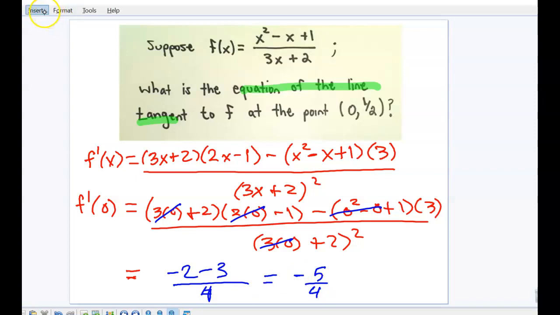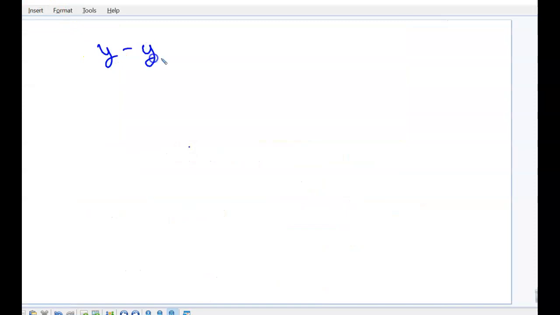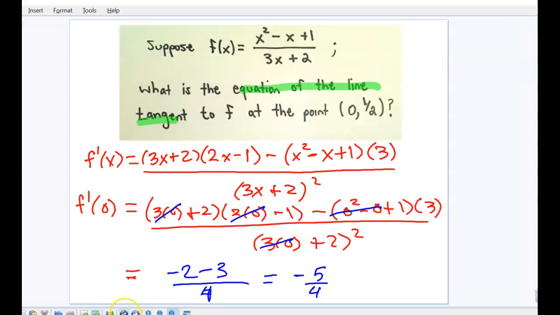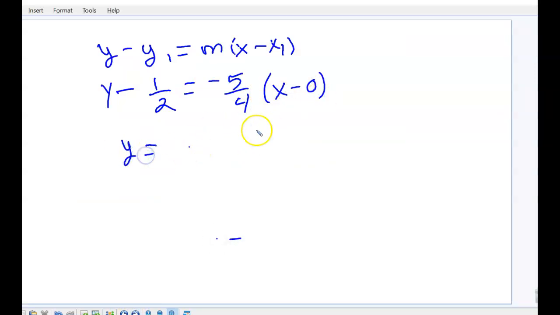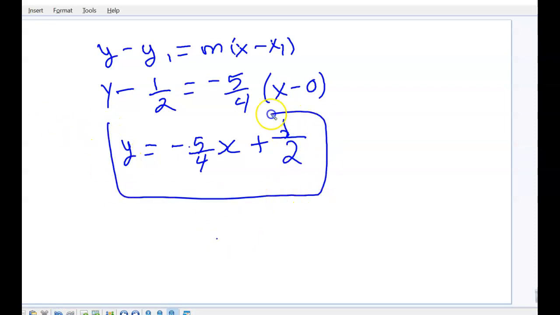So now to find the equation, y minus y1 is m times (x minus x1). Again, my point was (0, 1/2), so it's going to be y minus 1/2 equals my slope, which is negative 5 over 4, times (x minus 0). If I distribute the negative 5 over 4, I get negative 5 over 4 x, times 0 is 0, and I'll add the 1/2 over. And my final answer should be y equals negative 5 over 4 x plus 1/2.